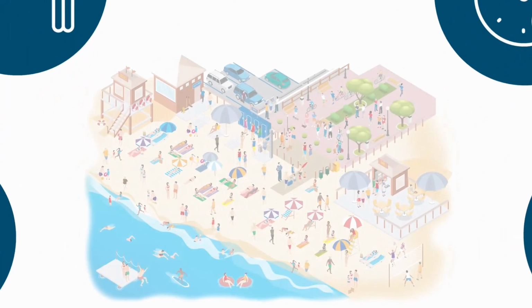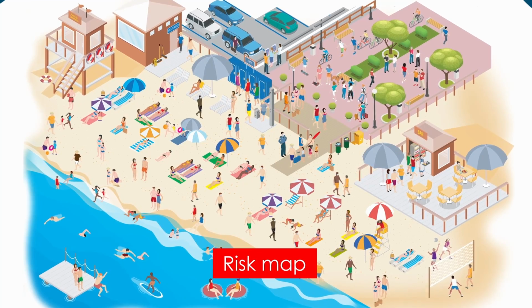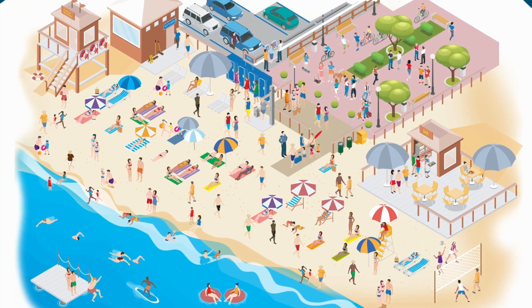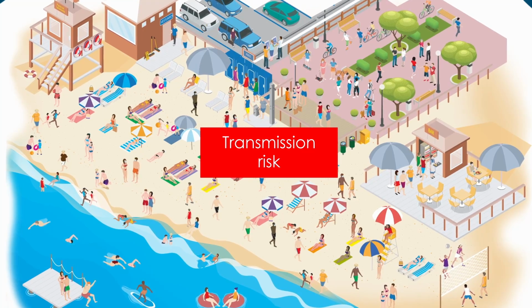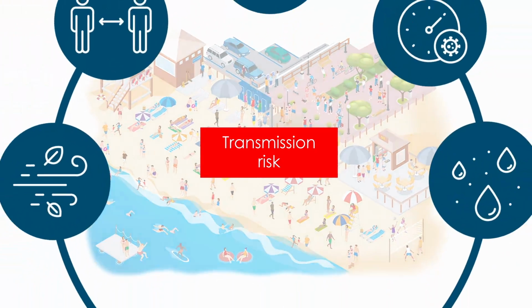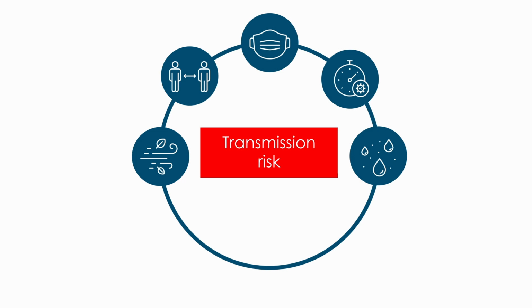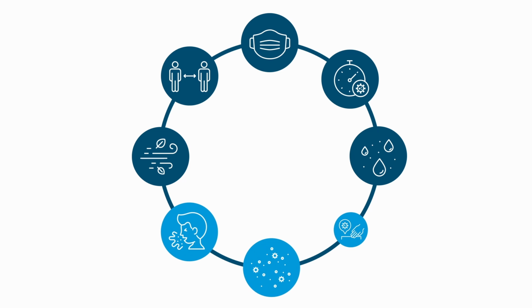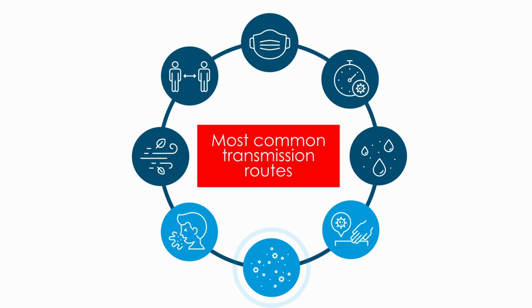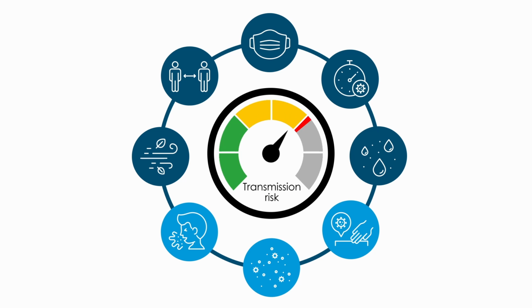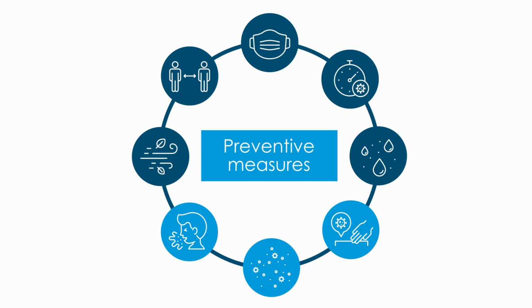In the next few minutes, we will show you the risk map of a beach and examples of situations where there is a risk of COVID-19 transmission due to the poor management of the 5 factors mentioned. These examples consider droplet and aerosol transmission of the virus, as they are the most common transmission routes and present situations of maximum risk. Furthermore, they will help you learn about the most appropriate preventive measures in terms of ventilation, safety distance, use of face mask, and exposure time.